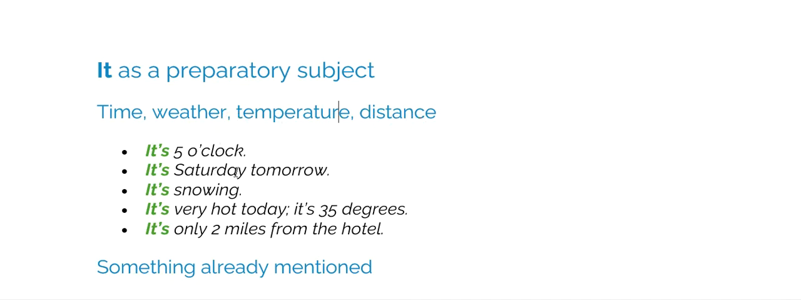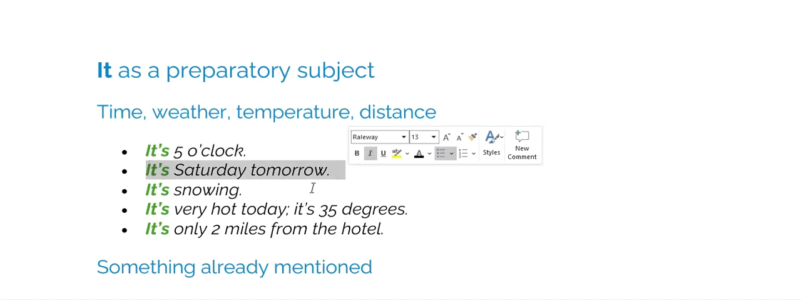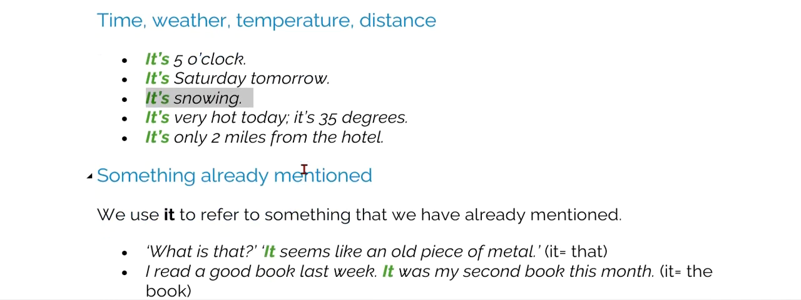For example, it's 5 o'clock. It as a preparatory subject. In order to talk about time, we can start our sentences with the preparatory or dummy subject, it. So you say, it's 5 o'clock. It's Saturday tomorrow, huh? Using it at the beginning of the sentence to talk about days. It's snowing, using it as a preparatory subject at the beginning of the sentence to talk about the weather. It's very hot today. It's 35 degrees. Using it at the beginning of the sentence as a dummy subject to talk about the weather. It's only 12 miles from the hotel. Using it at the beginning of the sentence to talk about the distance.